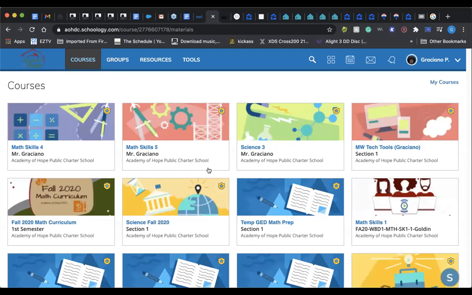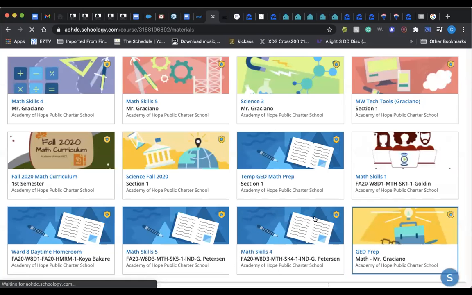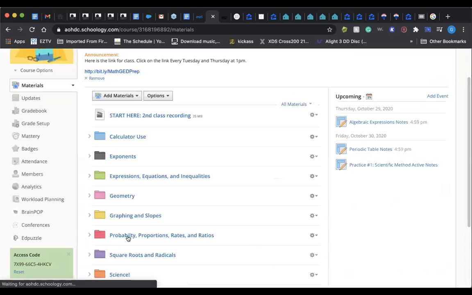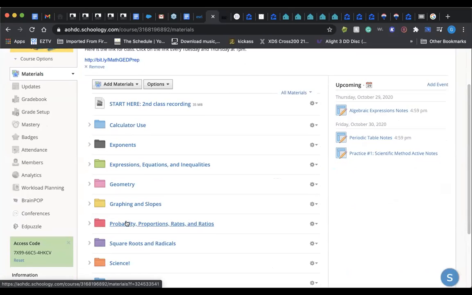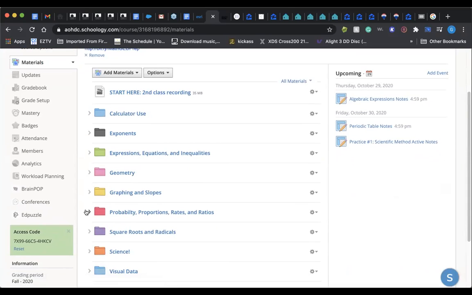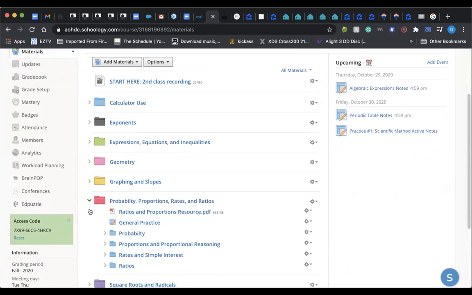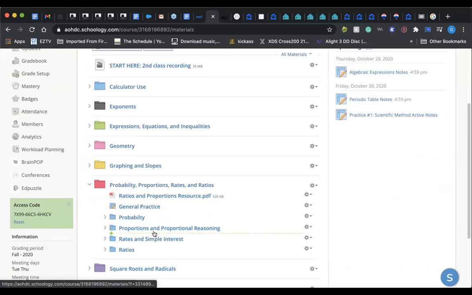All right, so we're going to go to courses, GED Prep Math. And yes, this folder is red: probability, proportions, rates, and ratios. That's the red folder that we're going to work out of today. And you'll notice that I tried to put just everything in there because they're all very related.